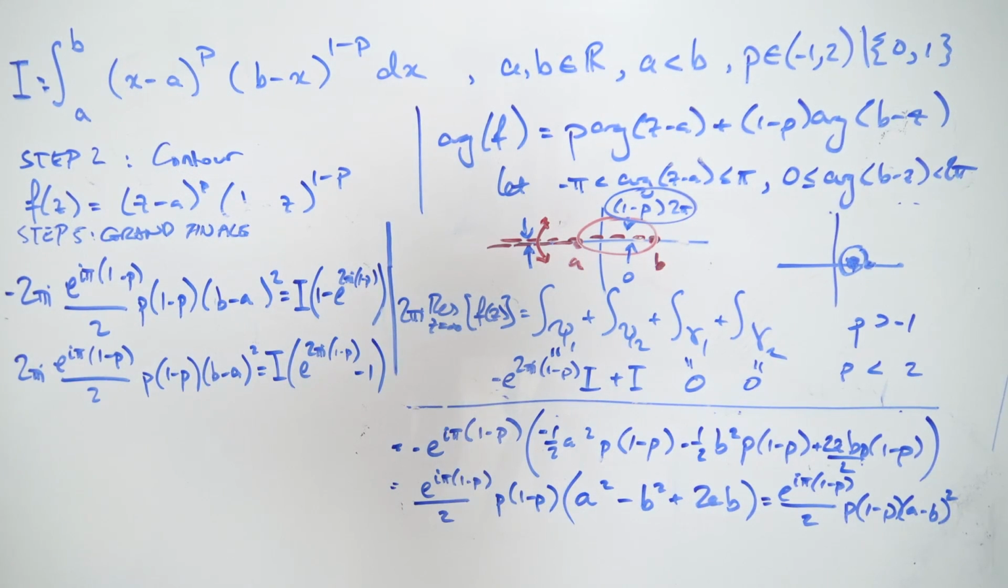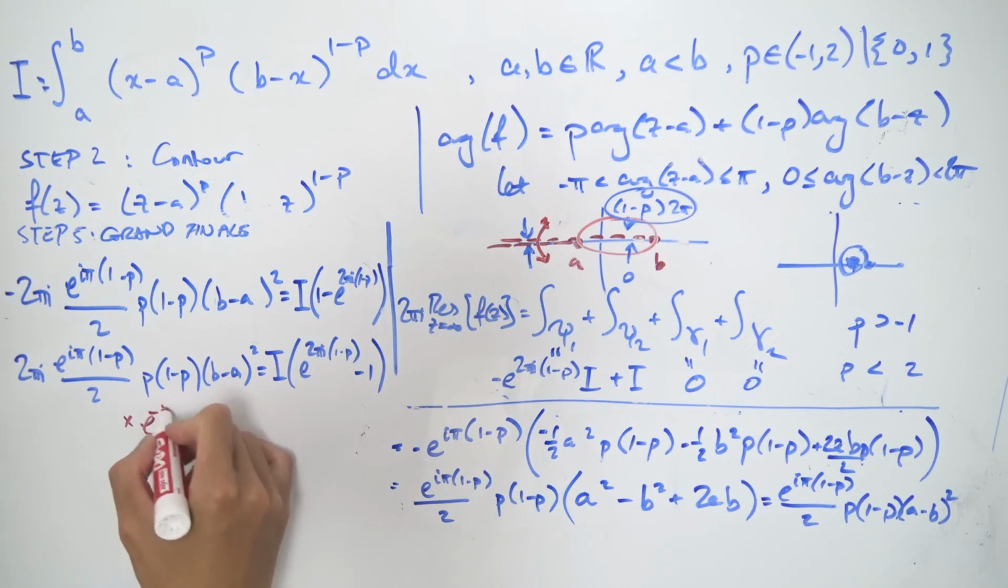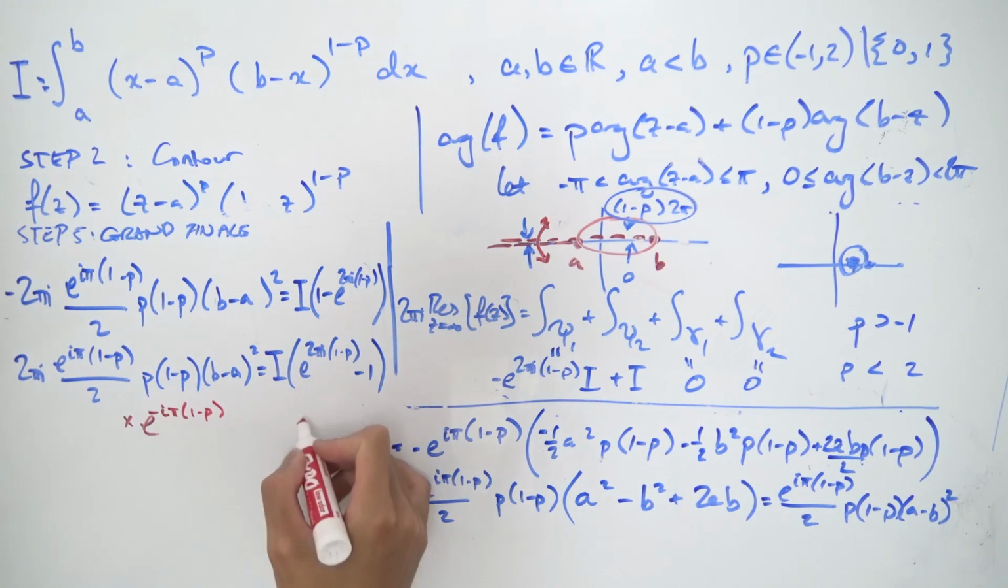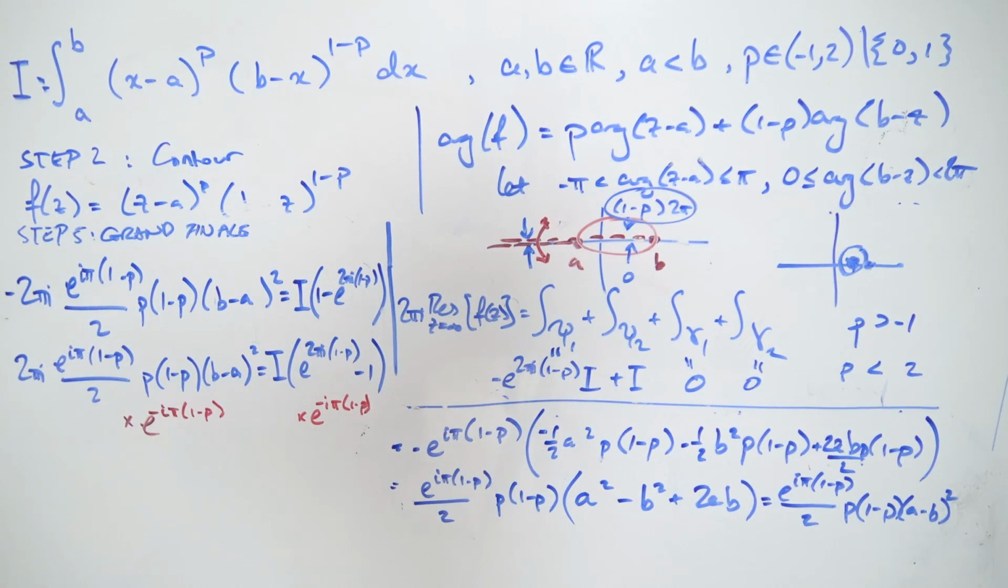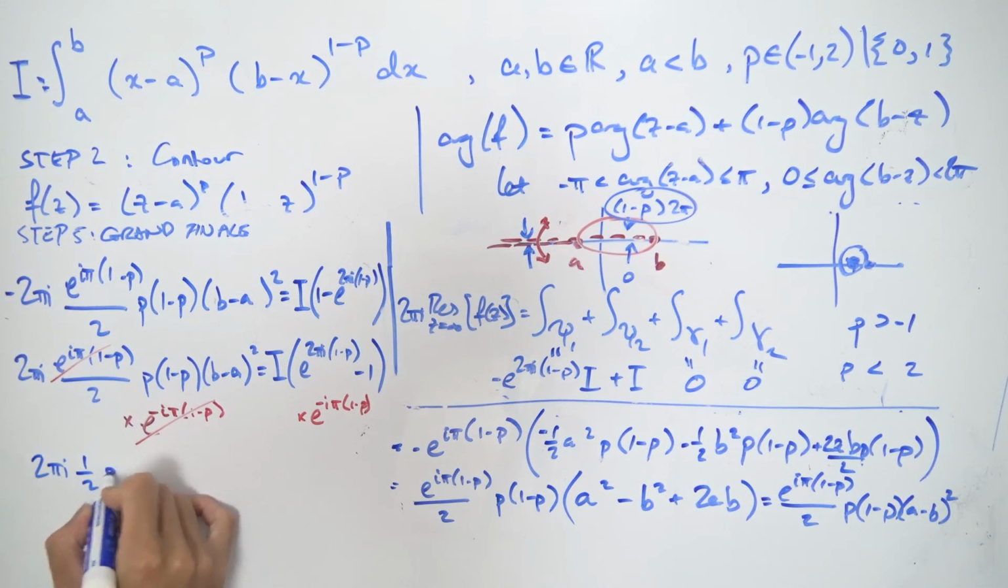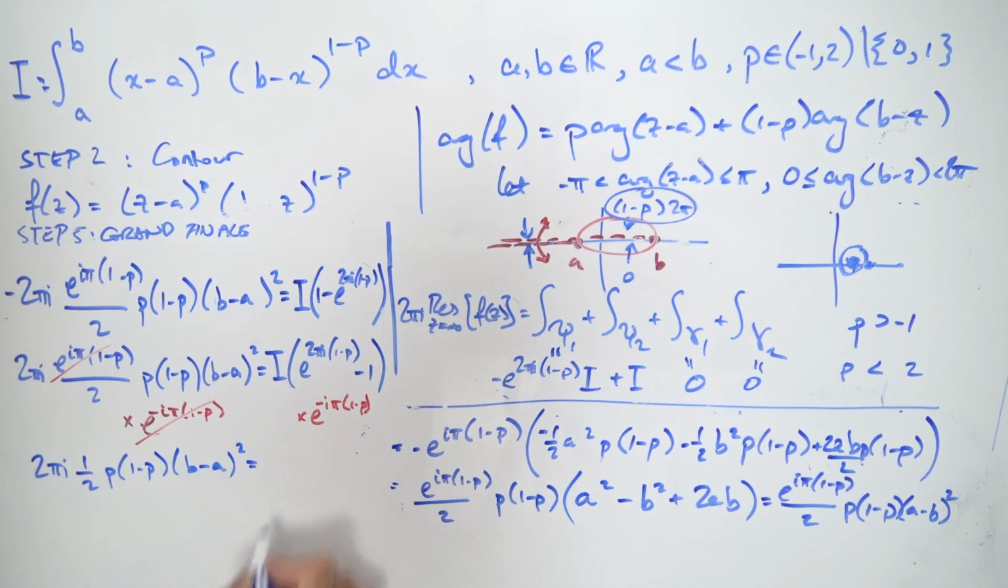Alright, very fine. And now notice that we can bring this e^(iπ(1−p)) onto the other side. And we're going to do so by multiplying both sides by e^(−iπ(1−p)). So I guess I'll just put this in red over here. We're going to multiply both sides by e^(−iπ(1−p)), multiply that over here as well. And what that's going to do, we're going to cancel this and this out over here, leaving us with 2πi times 1/2 times p(1−p) times (b−a), but the whole thing squared, being equal to i.